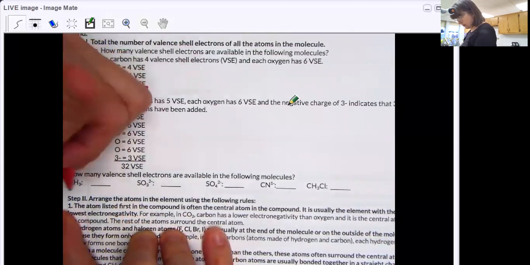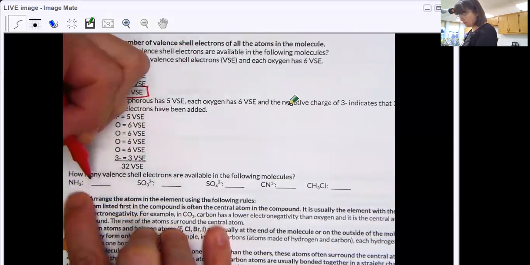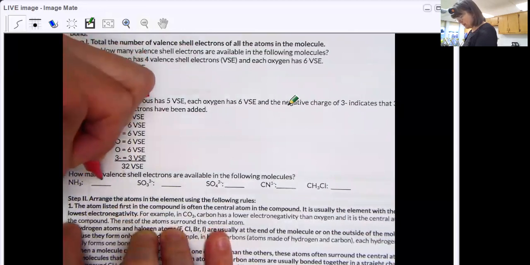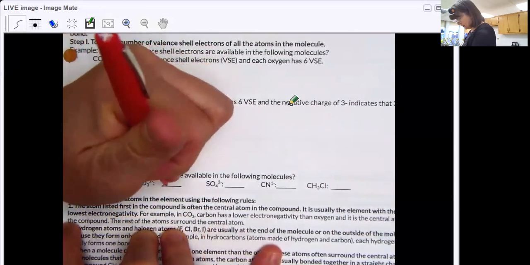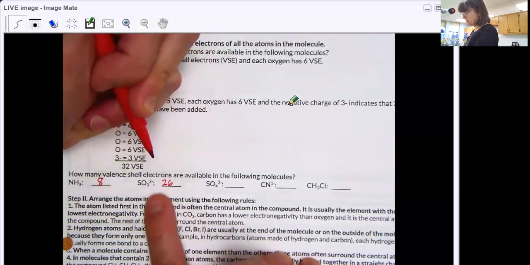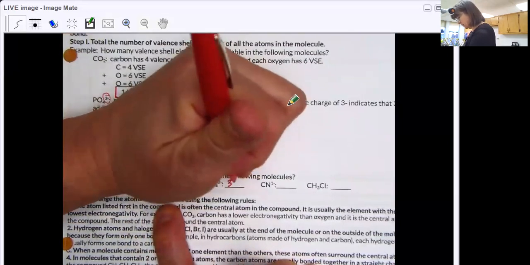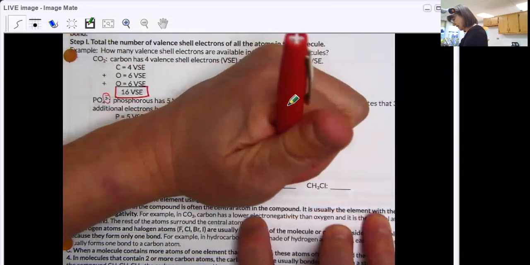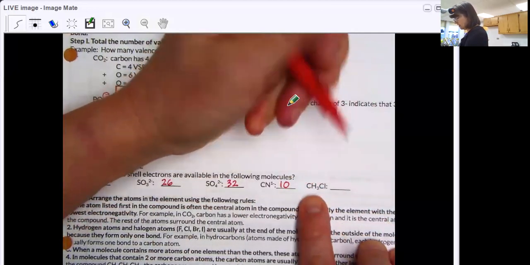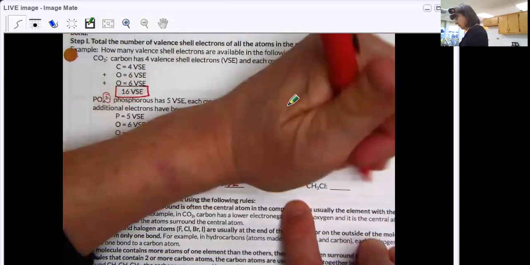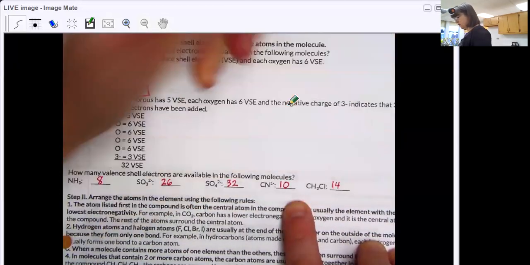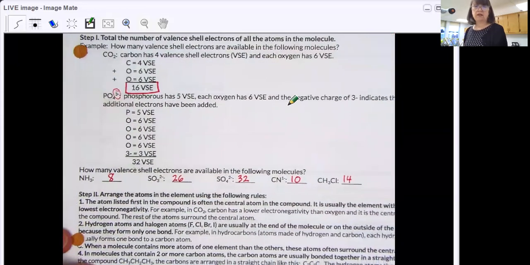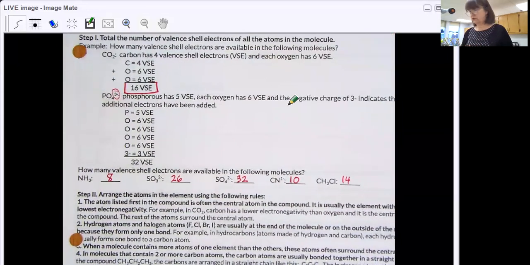Okay, so for ammonia, nitrogen is 5 plus 3 hydrogens each have 1, so this is 8. You should have gotten 26 for the SO3 2-, sulfite. You should have gotten 32 for the SO4 2-. You should have gotten 10 for the CN 1-. And you should have gotten 14 for the CH3Cl. So that's the first step in drawing Lewis dot structures, is determining how many valence shell electrons you have. So I'm going to end this video for now.